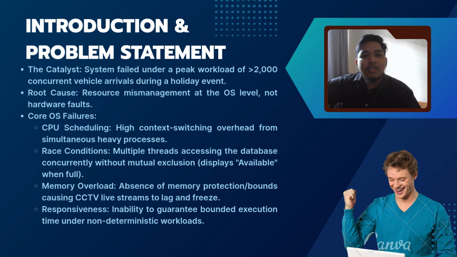Our analysis shows that the problem was not because of the hardware, but because the operating system itself could not manage its resources properly. So we found four main OS problems. First is inefficient CPU scheduling because too many big tasks run at the same time. This causes high context switching, meaning the CPU spends too much time switching between tasks until it froze.